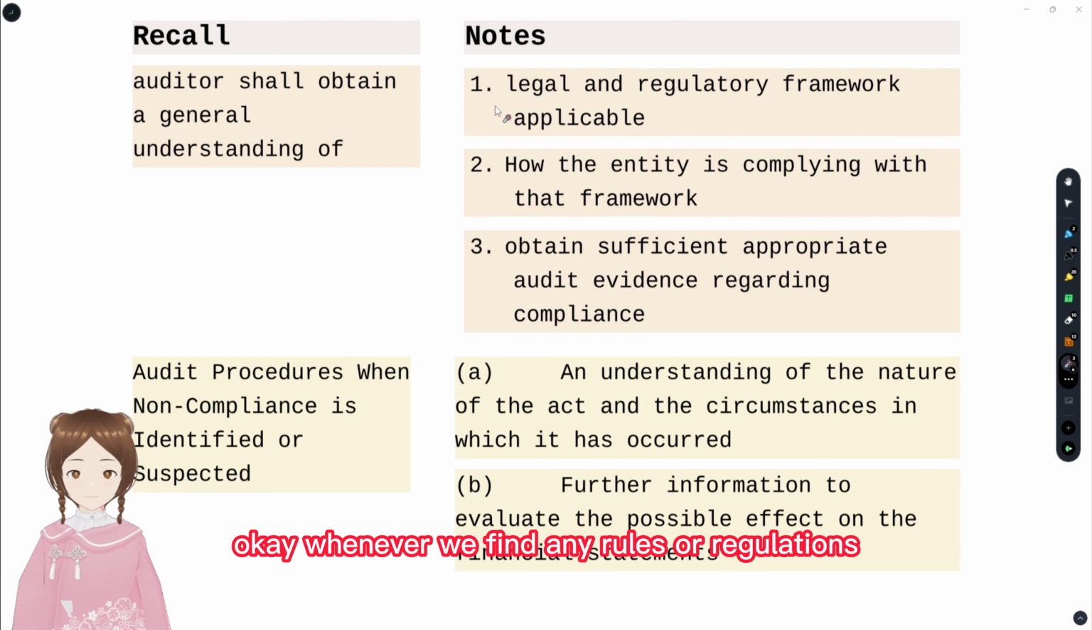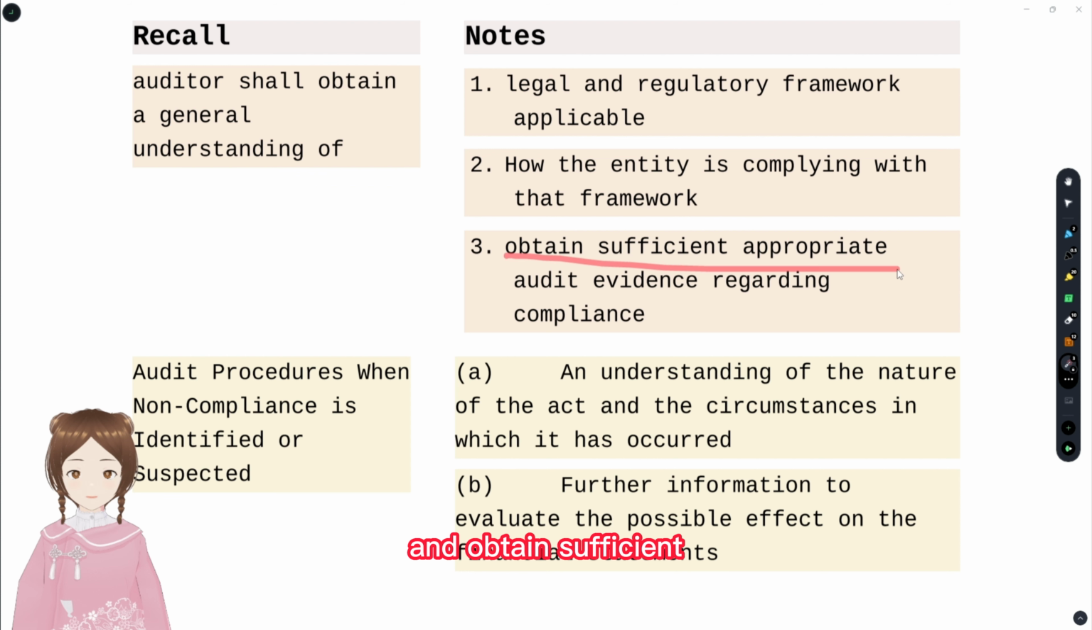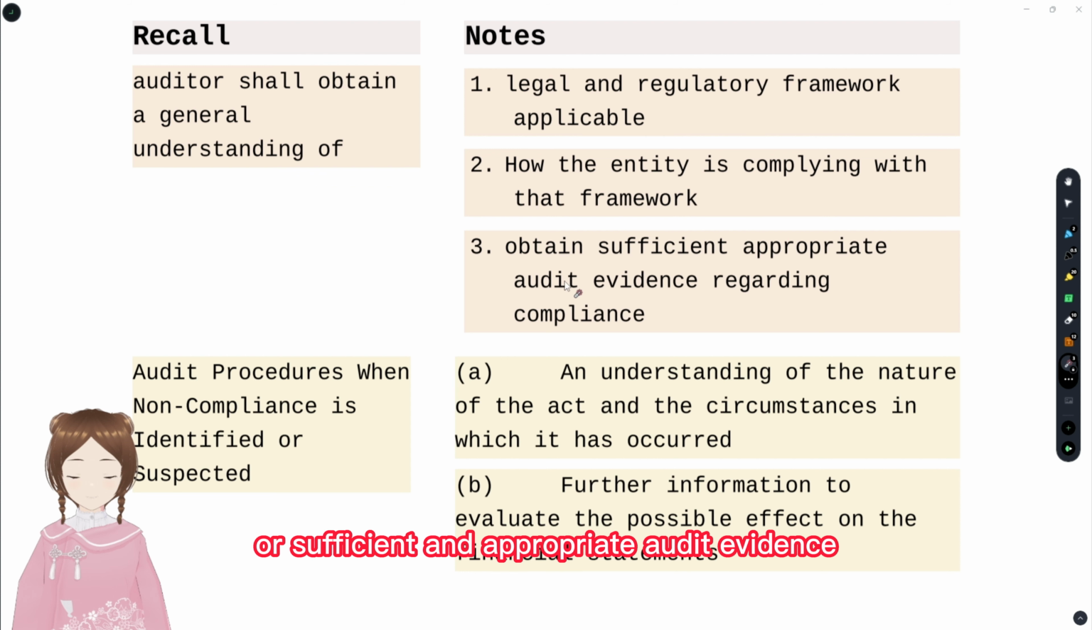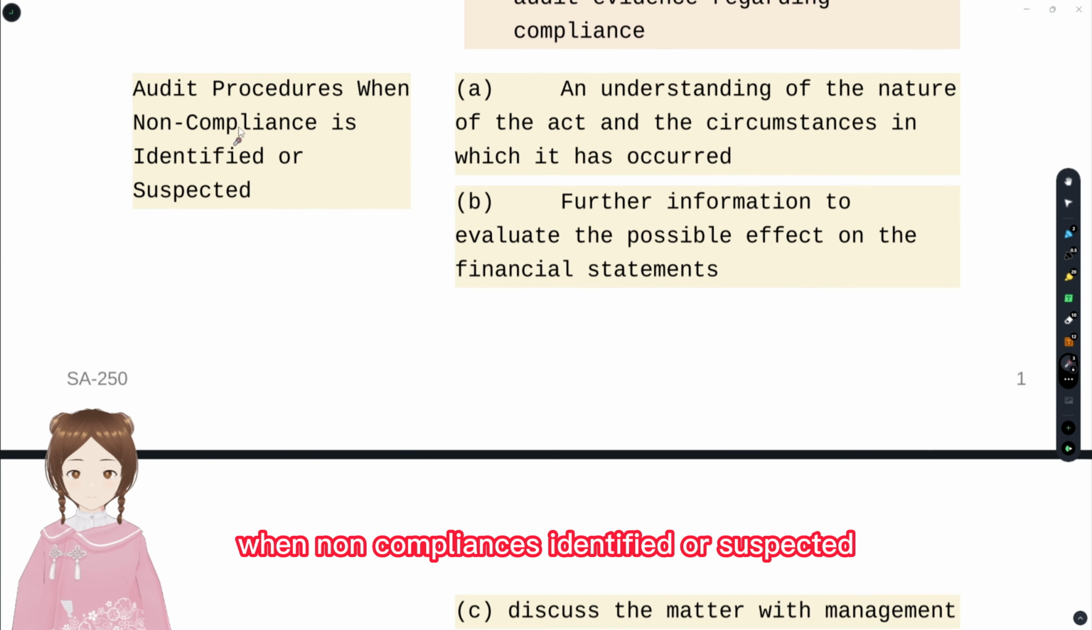Whenever we find any rules or regulations that the entity has to follow, what do we have to check? We have to check whether they are complying with that or not, and obtain sufficient and appropriate audit evidence regarding such compliance. This is to obtain audit evidence so that we could reach conclusions in the audit documentation and then form an audit opinion. So: a general understanding of the legal and regulatory framework, how the entity was complying with it, sufficient and appropriate audit evidence, and the audit procedures when non-compliance is identified or suspected.